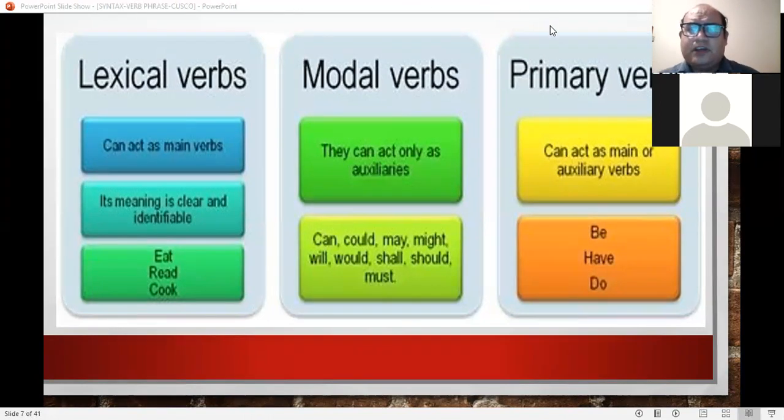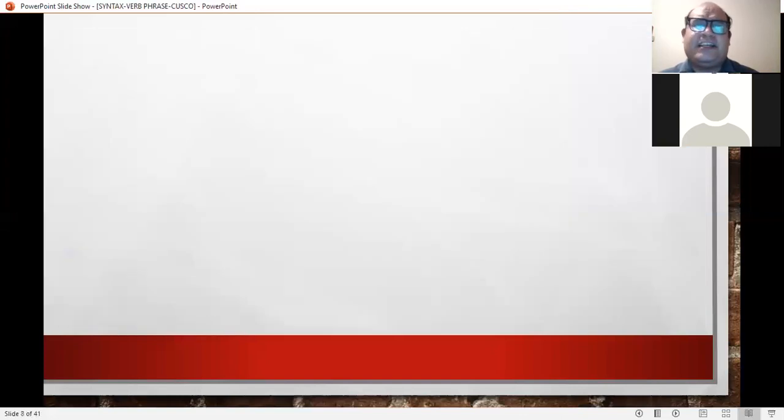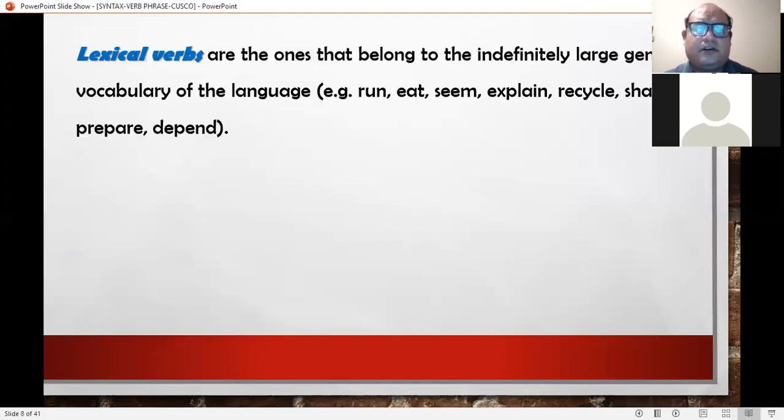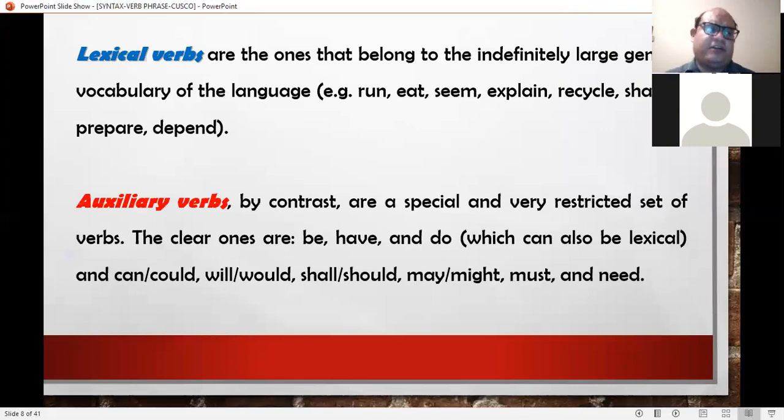Now, today we are going to emphasize the lexical verbs and the auxiliary verbs. Let's analyze more precisely what they are. Lexical verbs are the ones that belong to an indefinitely large general vocabulary of the language, right? You can have a huge quantity of lexical verbs. Here you have, for example, run, eat, seem, explain, recycle, shatter, prepare, depend. So we have a lot.